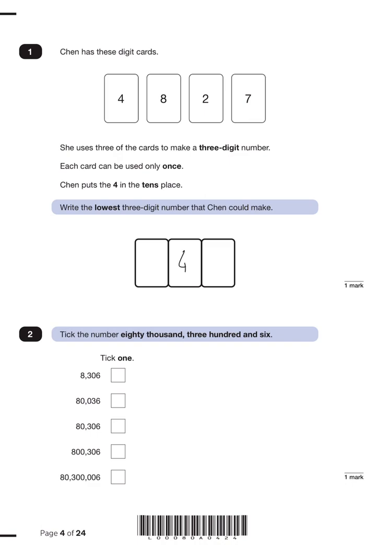So we put the 4 in the tens place, and the 4 has been used. The lowest number that we can make should start with the lowest remaining, and that is 2. And then now the lowest between 8 and 7 is 7, so 247 is the lowest number.